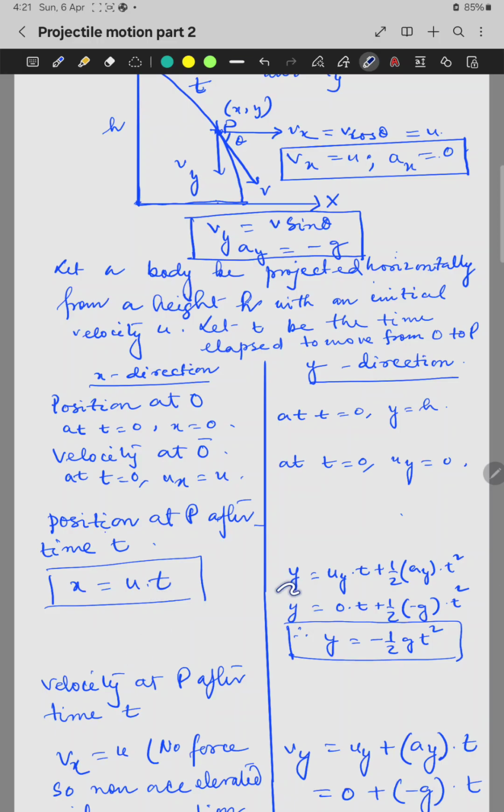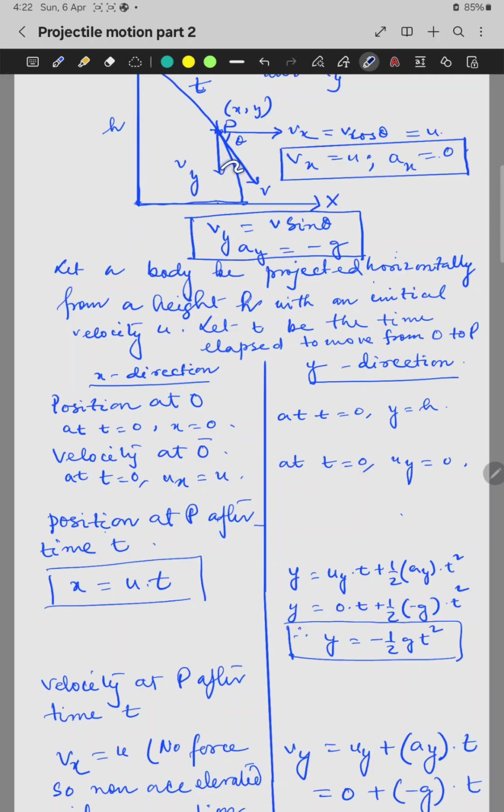Now when we try to find out the y coordinate, we are using the second equation of motion. Now why the second equation of motion? As you can see, the body is making motion along the y-axis with some acceleration, which is the acceleration due to gravity. As the force of gravity g is acting along this direction, negative g, the force of gravity is pulling the body towards the ground.